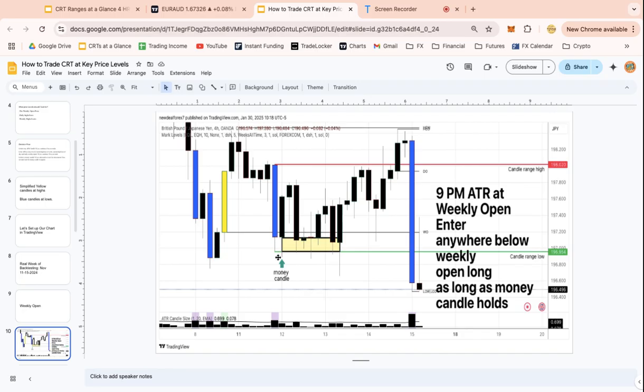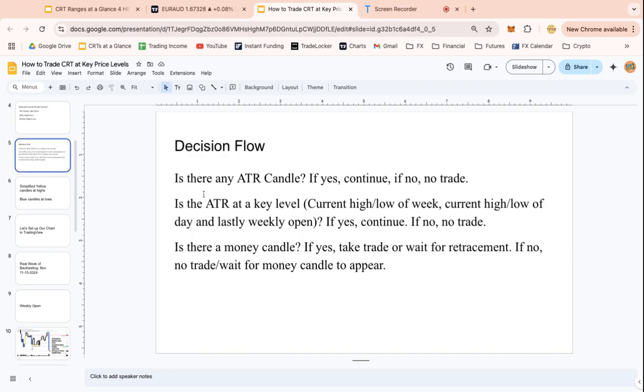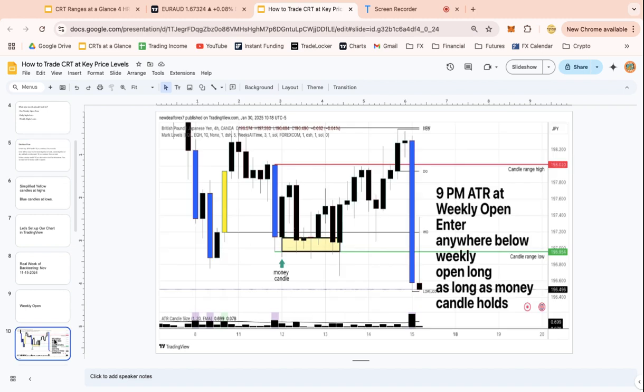And then we must wait on our money candle because let's remember our decision flow. We got an ATR candle. Yes. Is it at a key level? Yes, it's at the weekly open. So then I wait for a money candle. So then I go back. The money candle did poke below the range and then close above it.